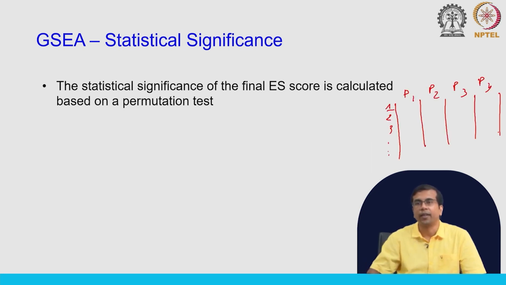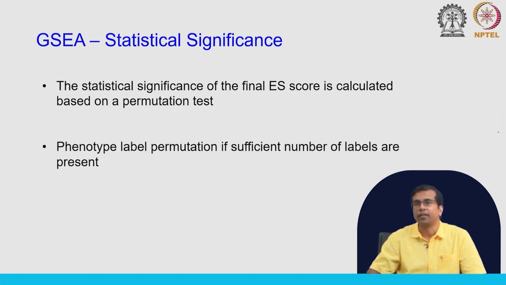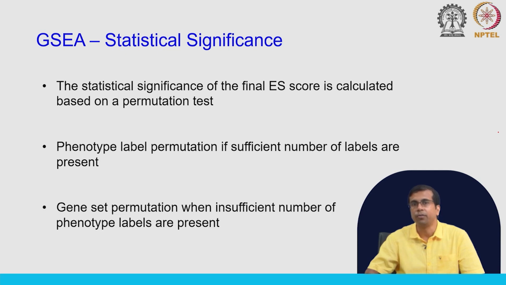phenotype labels and see whether the gene set is still enriched or not. So, you calculate this enrichment score again. You perform this phenotype level permutation if you have a sufficient number of labels present. Unless you have, let us say, 7 or 8, as recommended by GSEA, you cannot do this process. It does not make any sense to do this permutation if you have only, let us say, 2 or 3 labels. In that case, you do something called gene set permutation.